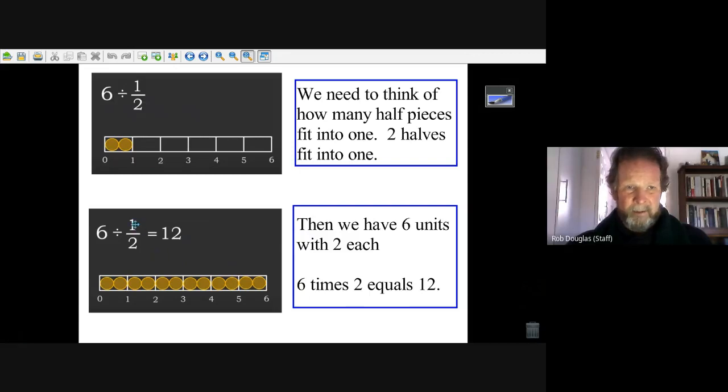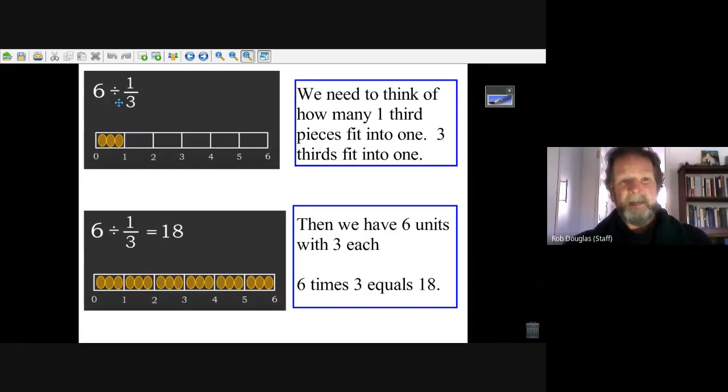You're asking how many times does a half go into 6? There's 2 in each unit, and there's 6 units. 6 times 2 equals 12. How about a third? Well, the same story. You see, each unit, 6 divided by a third, each unit has 3. And there's 6 units. That's 6 times 3 equals 18.